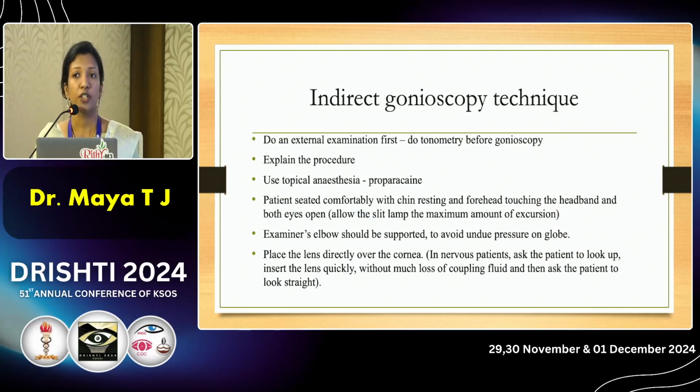Coming to the technique, do an external eye examination first, then do tonometry before gonioscopy. Explain the procedure to the patient, use a topical anesthesia, make the patient seated comfortably with chin resting and forehead touching the headband and both eyes open. The examiner's elbow should be supported to avoid undue pressure over the globe. Place the lens directly over the cornea. In nervous patients, ask the patient to look up, insert the lens quickly without much loss of coupling fluid, and then ask the patient to look straight.